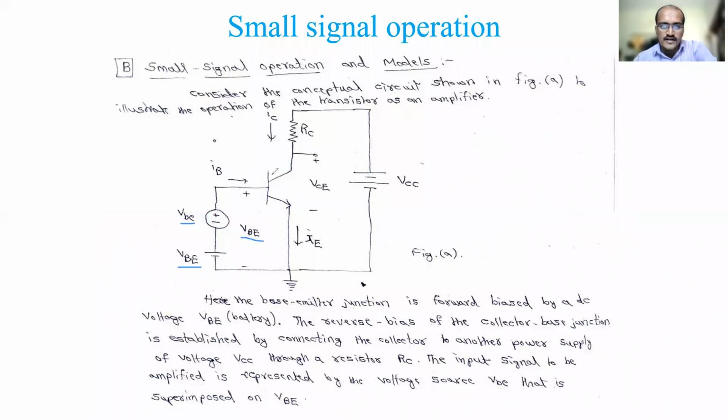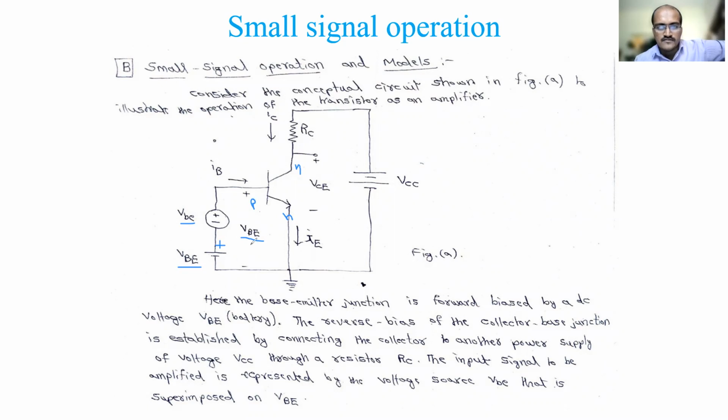You know the basic concept of a transistor: if it is to work as an amplifier, the base emitter junction should be forward biased and the collector emitter junction should be reverse biased. Here the base emitter junction is forward biased by a DC voltage VBE. This is N and this is P. P means the positive side, N the negative side. Here the P side is connected to the positive of VBE, which means it is forward biased.